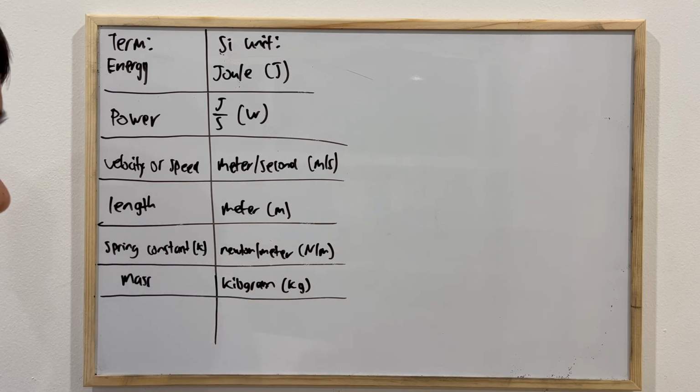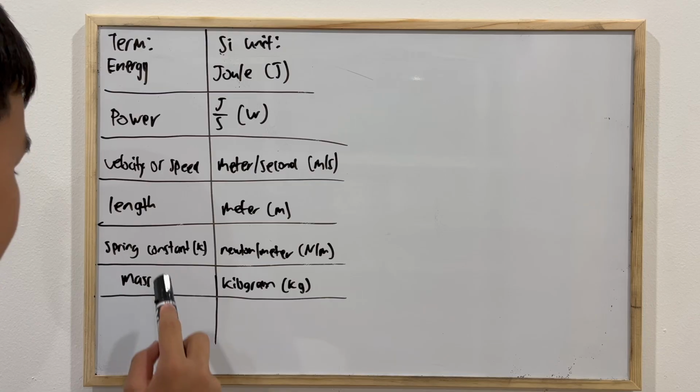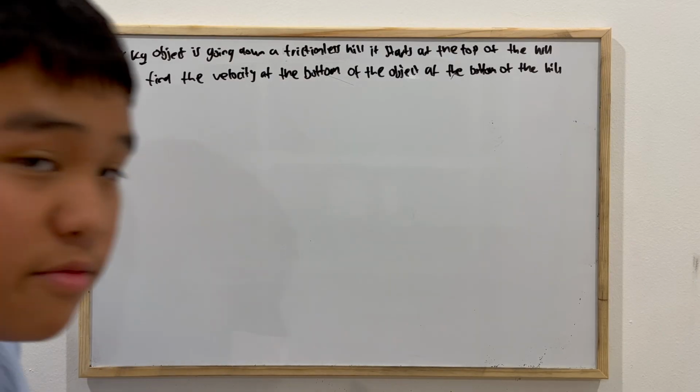Length or height or anything with distance is going to be meters. Spring constant is going to be Newton per meter, and mass is going to be in kilograms. Alright, so let's move on to a harder question.